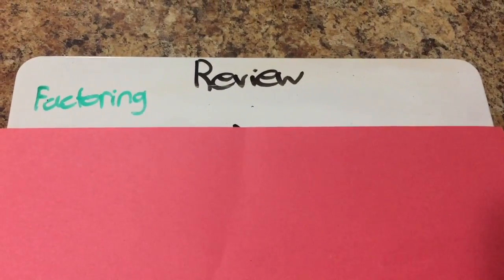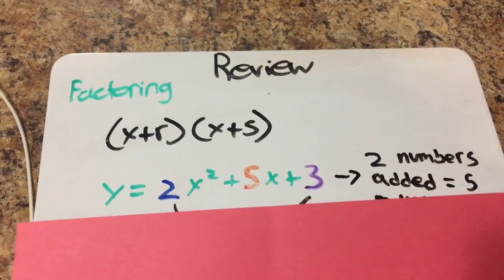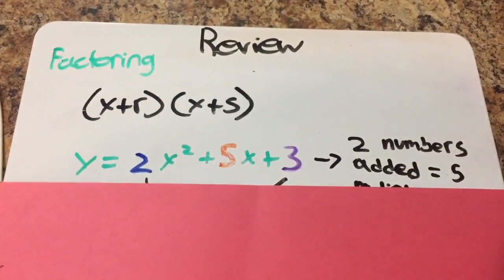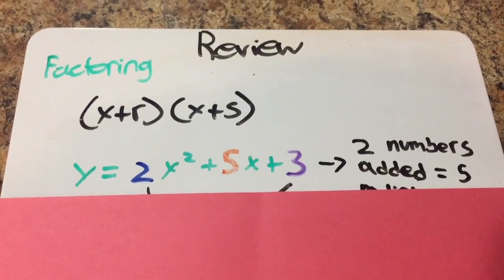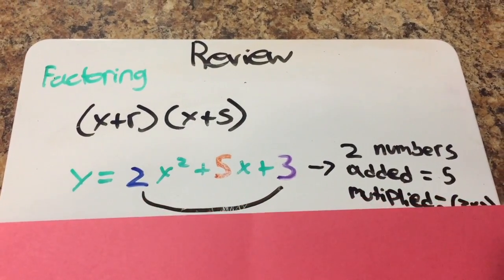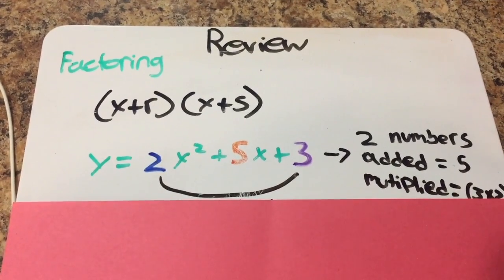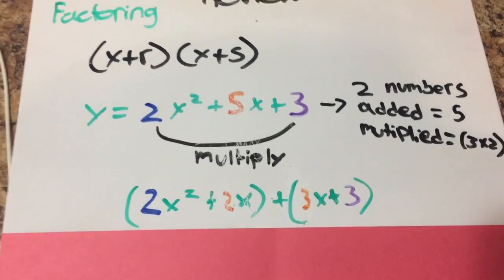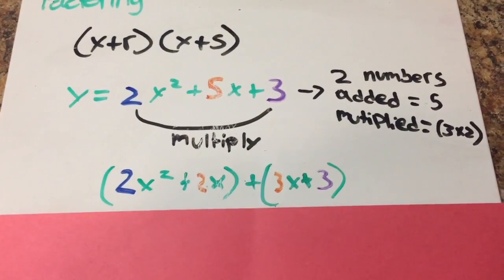Now let's review factoring. We will use the same equation we used last time, which is y equals 2x squared plus 5x plus 3. But remember, the factoring equation is x plus 3 times x plus s. Since we have an a value, we have to multiply our a and c value, which give us 6. And we need 2 numbers when added together to give us 5, and when multiplied give us 6. So those 2 numbers happen to be 2 and 3. So we split the 5 value into 2x squared plus 2x plus 3x plus 3.